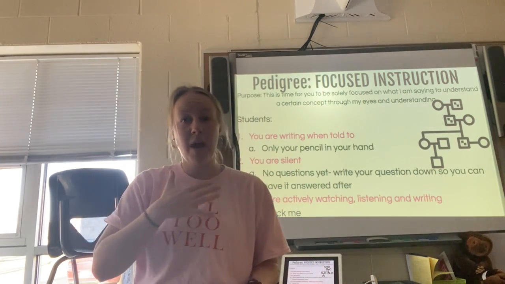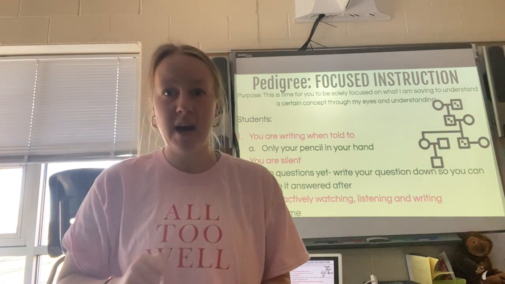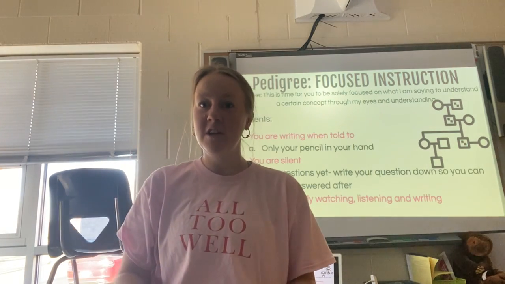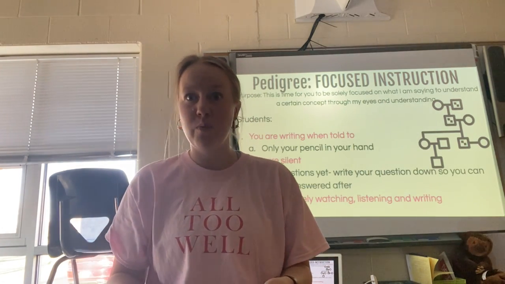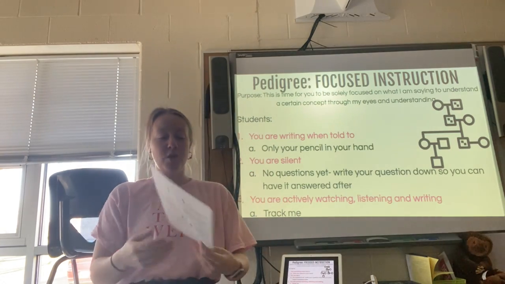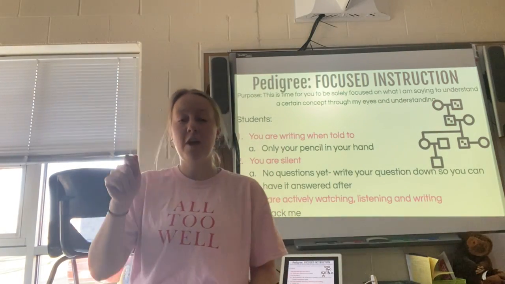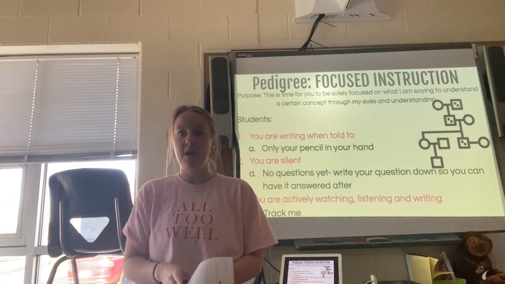That means your eyes should be on me the entire time. You shouldn't be looking around. You shouldn't be doodling on your paper. You shouldn't be talking to somebody else. I need your full attention so that way I know that you can understand all of the different steps of how to read a pedigree chart. So at this time, make sure that you have your pedigree practice paper in front of you. Make sure that your pencil is down and make sure that you are facing the video to watch.